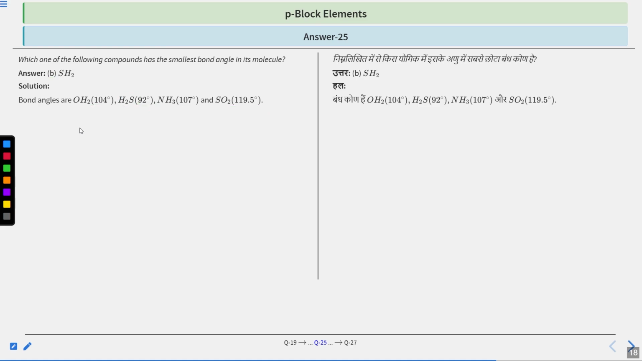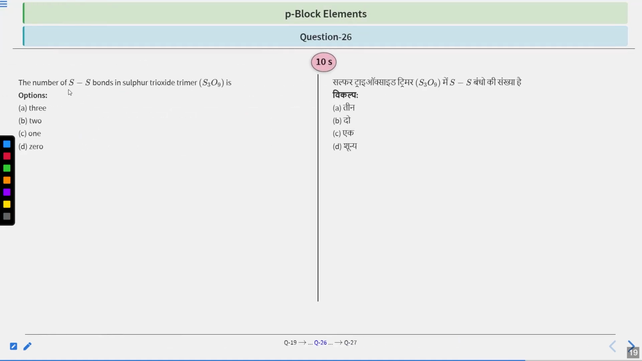Okay. Let's move to the next question. Question number 26. The number of sulfur-sulfur bonds in sulfur trioxide trimer, formula S3O9, is. You have to tell the number of S-S bonds in this molecule. Options are 3, 2, 1 or 0. You have 10 seconds to solve this question. After that, we will see the correct answer.